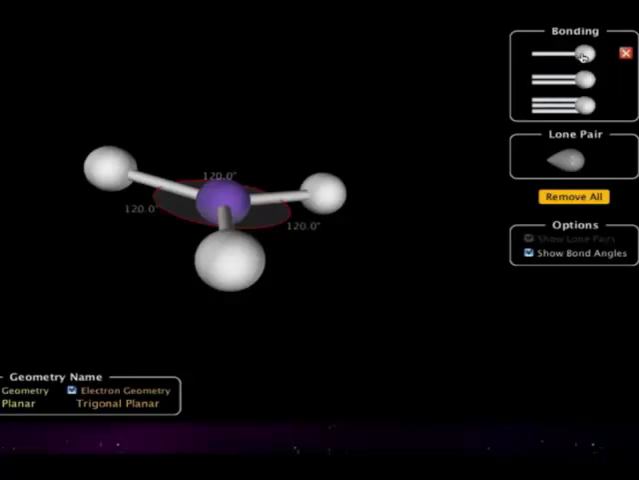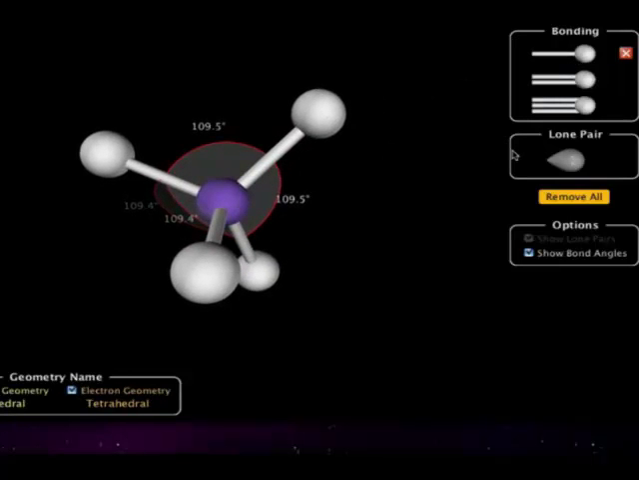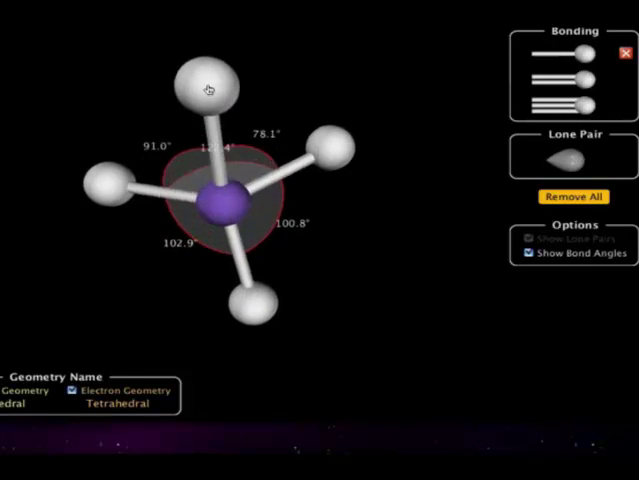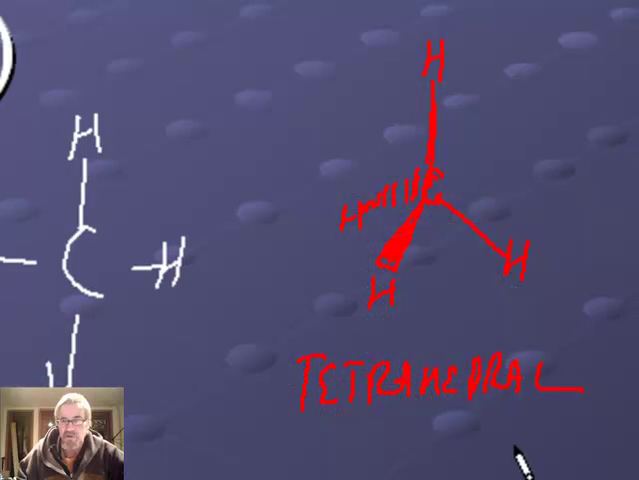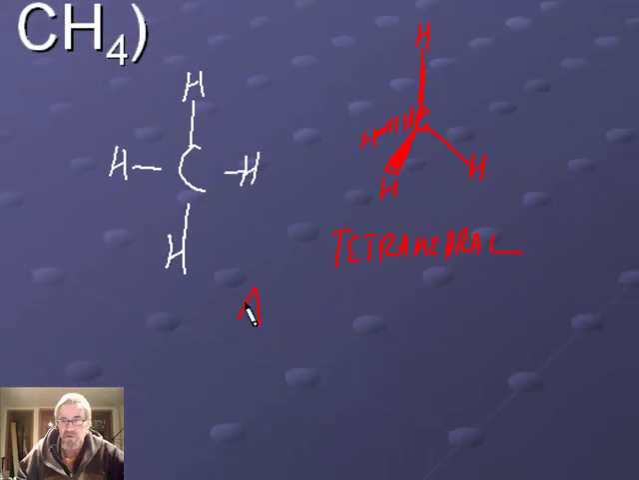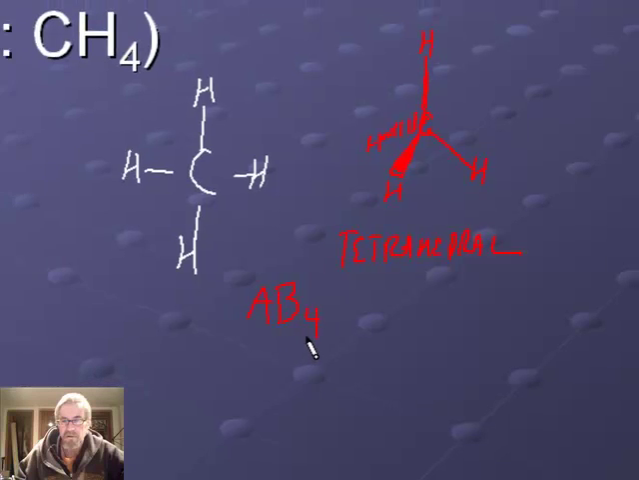We're going to add another region to a trigonal planar, and now we have a shape whose 4 points are the vertices of a tetrahedron. This is called a tetrahedral molecule. The molecule could be thought of as an AB4. One central, four outside, no lone pairs. And those are always tetrahedral.